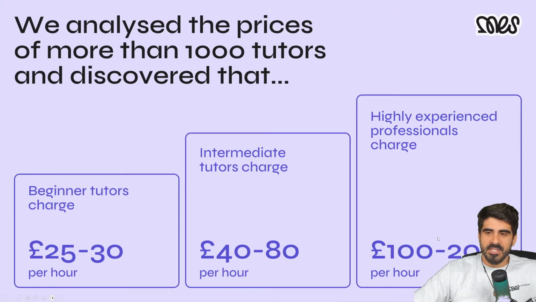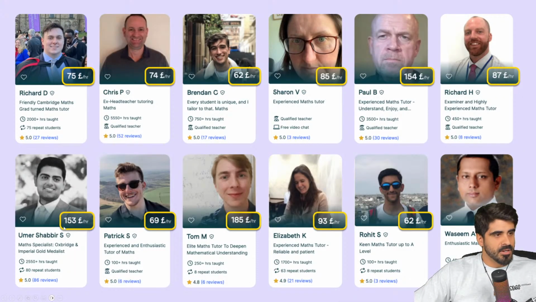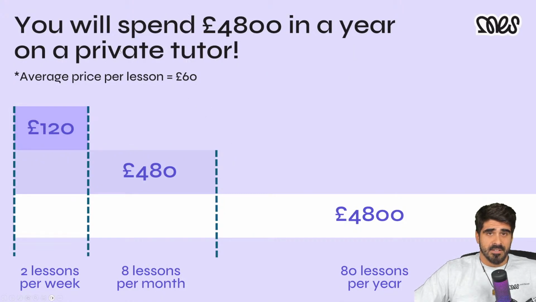So these people do exist, guys. Here's an example of tutors we found online. You could find them yourself. We just like screenshotted a bunch of them, like this guy, Uma, 153 pounds an hour, Tom, 185 pounds an hour. But on average, you can see, guys, everyone's charging at least 60 pounds an hour for one-to-one tutoring. Yeah. So it's pretty pricey. So you would spend on average nearly £5,000 a year on private tutoring. Yeah, this is us averaging it £60 an hour.